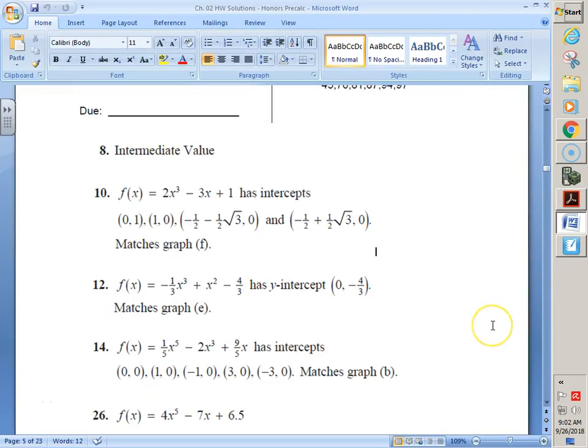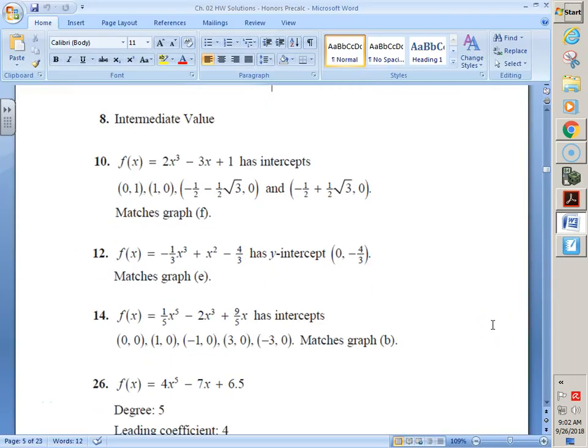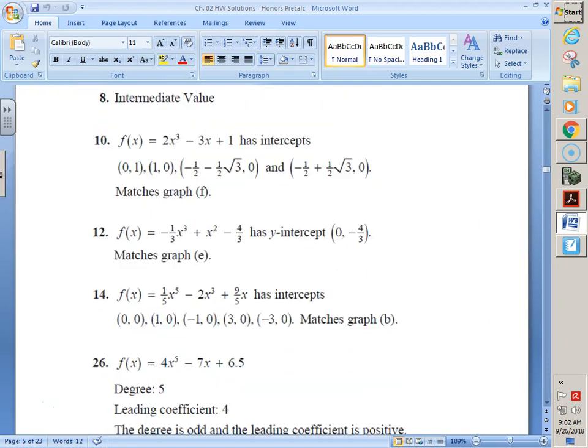All right, number 8, intermediate value. In calculus, we call it IVT, intermediate value theorem. There's an MVT and an EVT and, okay, anyway. Intermediate value theorem, IVT. Number 10 matches with F. Number 12 matches with E. Number 14 matches with B.